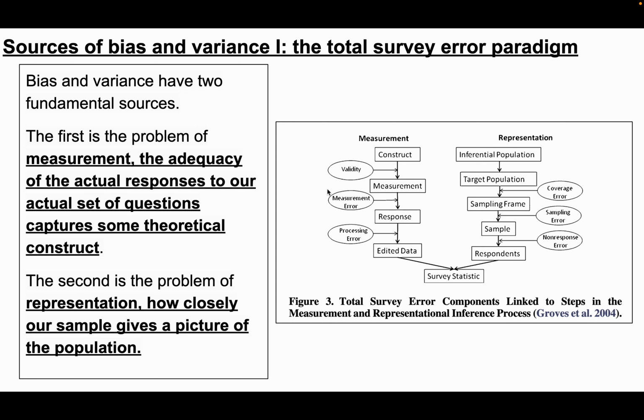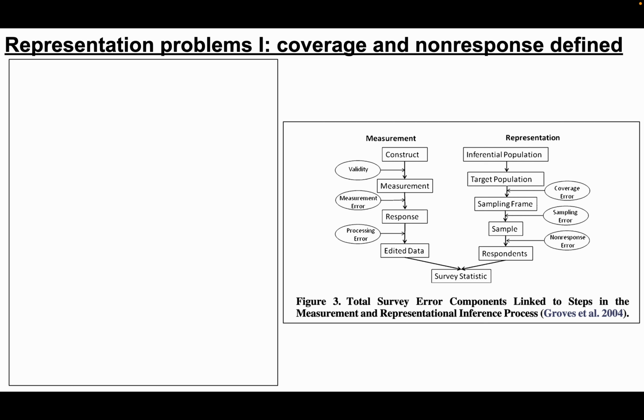And the second is the problem of representation, which on the other hand is how closely our sample gives a picture of the population. So you can think about this as, this stuff is primarily, although not entirely, about how well we write our questions, how much room for interpretation or confusion there is with them, how well we just manage the data. And then this stuff is, how good of a guess at the population is our sample? So we'll go through all of these in a little bit of detail.